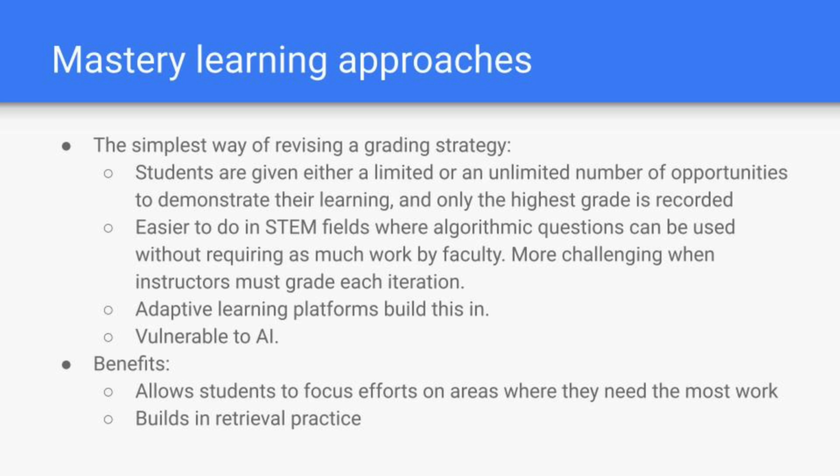Okay, so if you want to consider alternative grading approaches, one of the simplest ones is a mastery learning approach. And in that case, you just give students either a limited number of attempts to demonstrate learning, and you only keep the highest grade. Sometimes people will let students take a quiz two or three times, for example. And you can easily set that up in Brightspace if it's an automated quiz drawing from a bank of questions, for example, where students can keep doing it until they get the highest grade, or until they pass it, et cetera. And that way there's no penalty for making mistakes.